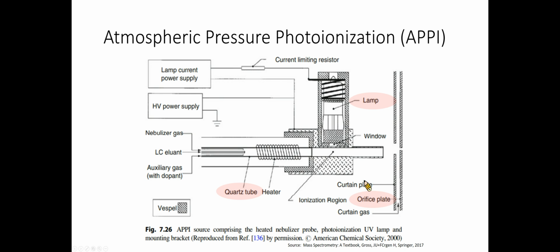Atmospheric pressure photoionization (APPI) was first introduced in 2000 as a complement or alternative to APCI. In APPI, a UV light source replaced the corona discharge-powered plasma, where a quartz tube is used to guide the hot vapor towards the sampling orifice.